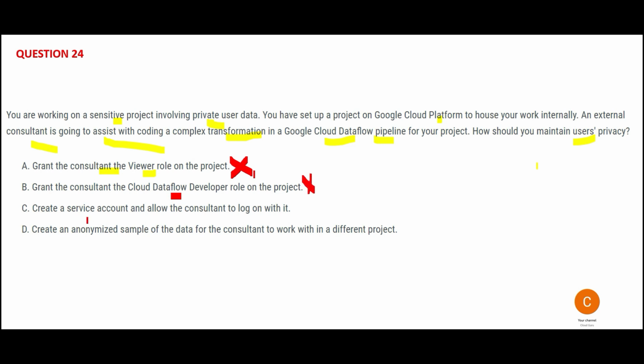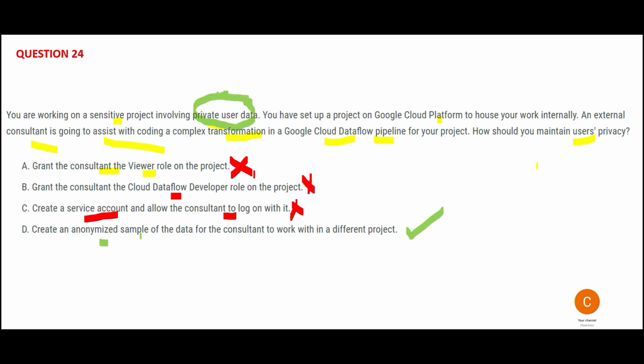So C talks about creating a service account and allowing the consultant to log on with it. A service account does not mean that person cannot see the sensitive data. So this is wrong. You have only one option. What you do is anonymize the data. Anonymized means you are trying to convert it, either mask it or some other format. You ensure that this person will not come to know which customer, which user, which private user this data belongs to. That is the beauty.